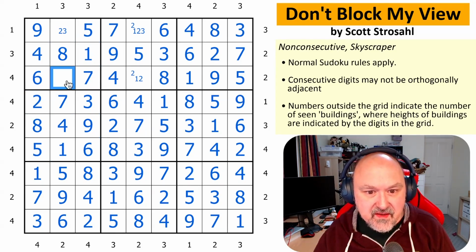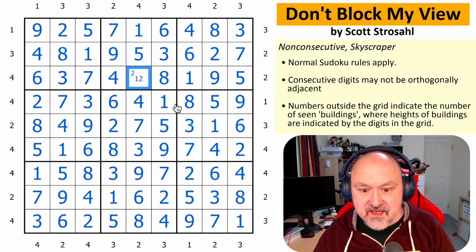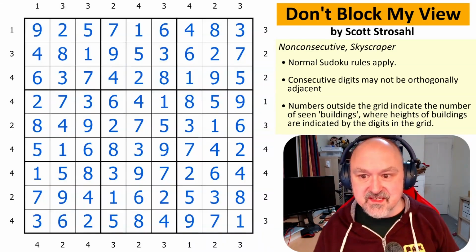There is no 1 here. These, I assume, are a 2, 3, but that 3 right there resolves a 2, 3. This is a 1, and the final digit I need to put in is a 2, and that completes the puzzle.